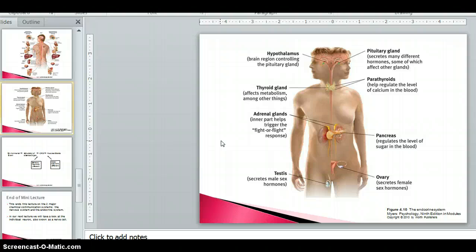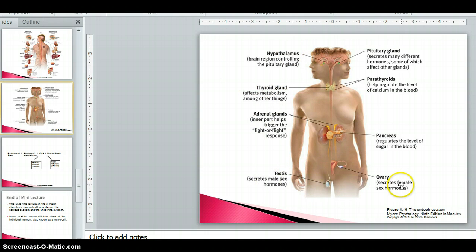So it's important to keep in mind too that the endocrine system often triggers these glandular responses. So the endocrine system and the nervous system do work together very closely, but we're just looking at them at this point as two separate systems, but keep in mind that they do often work together.